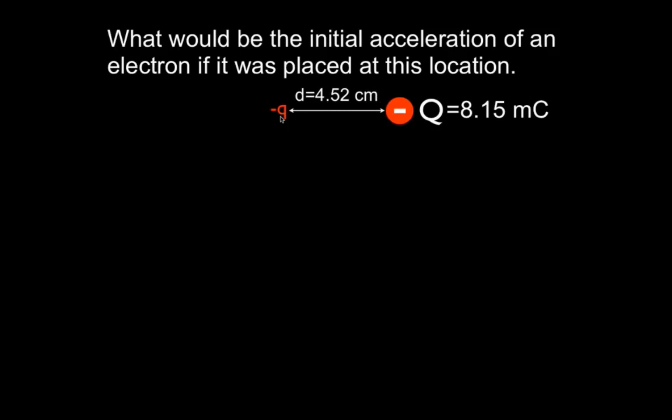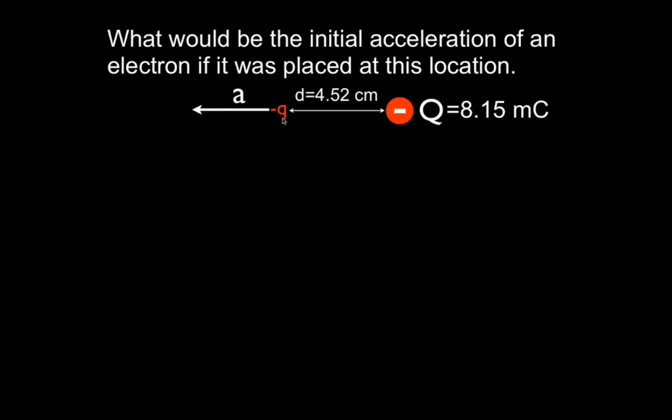4.52 centimeters away. And we want to know what the acceleration is. Well, the direction of the acceleration, the direction of the motion, we can get because this is negative and this is negative. So the acceleration is actually going to be to the left. Remember, the electric field was to the right, but the acceleration is to the left because now we have a negative charge. And two negatives are going to repel each other.